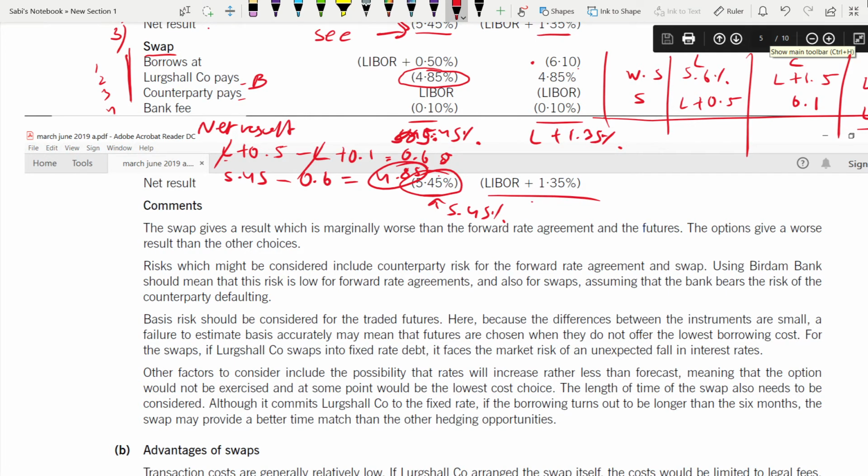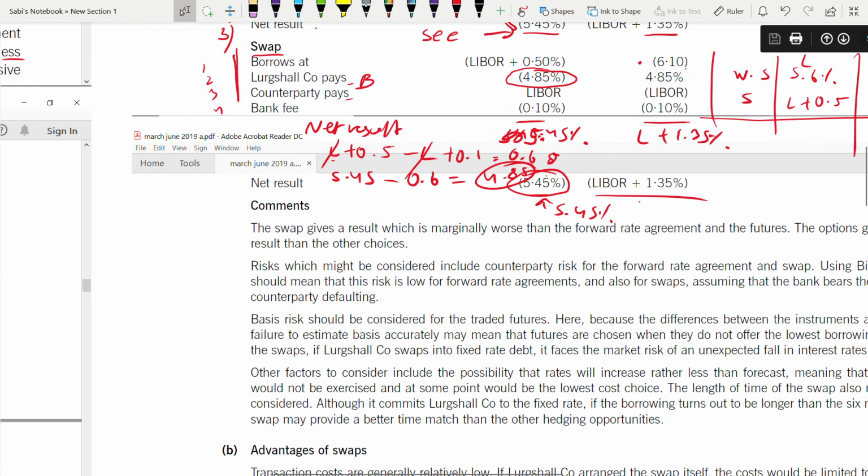Swap gives a result which is marginally worse than the forward trade agreement. Okay, there is a way of comparing. If you want to compare something, this is a tip I'm giving you. You can use it also. If you don't want, don't use it also. But it's time saving also.